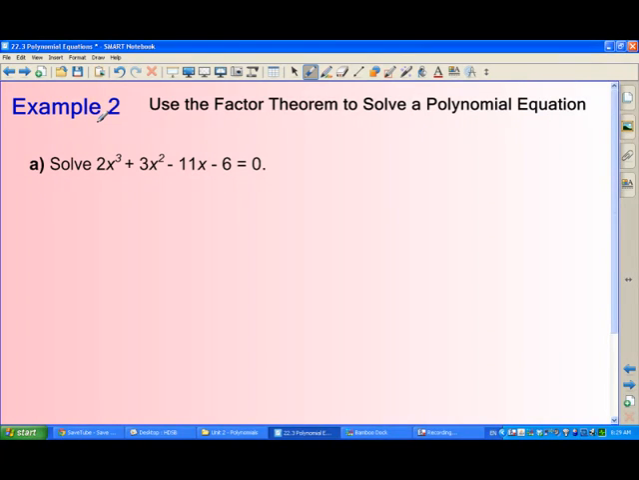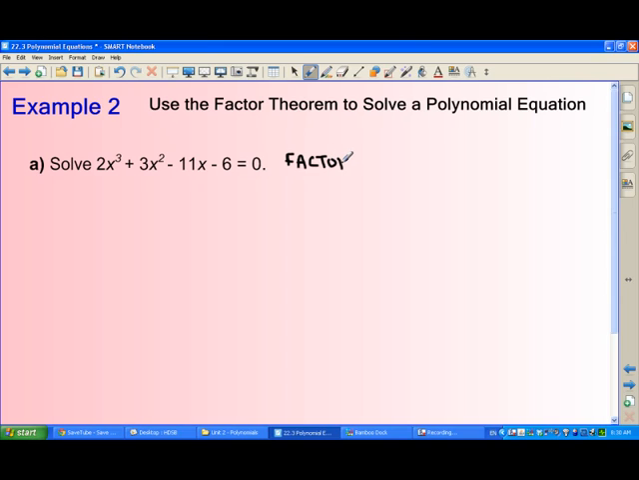In example 2, looking at the polynomial, there's no common factors that I can pull out. If I try and factor by grouping, I don't think I'm going to end up with the same common factors, so that's not going to work. So I need to factor this using polynomial long division. So I need to find some values to test.